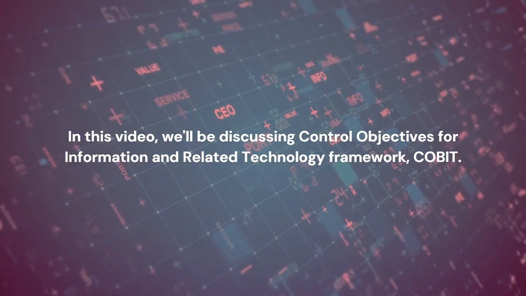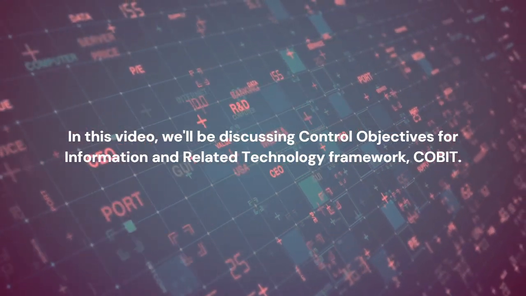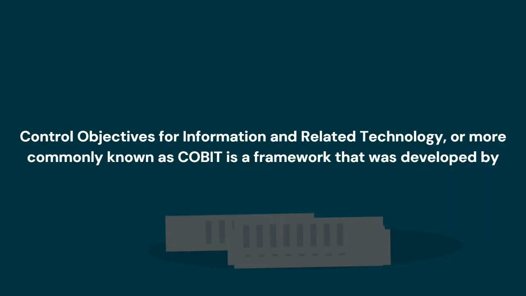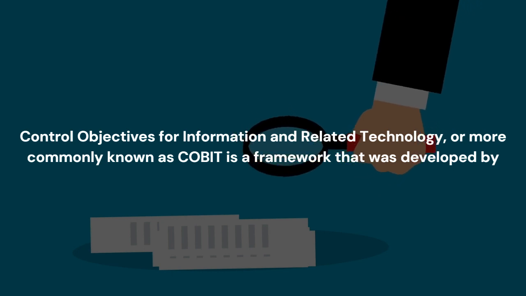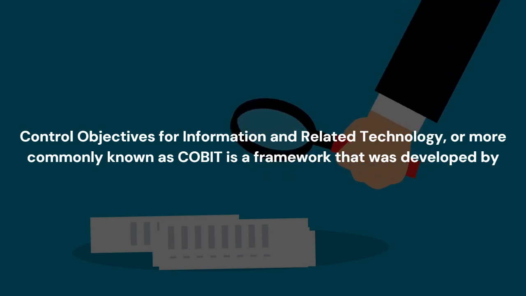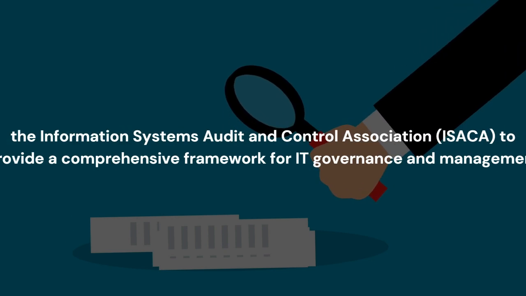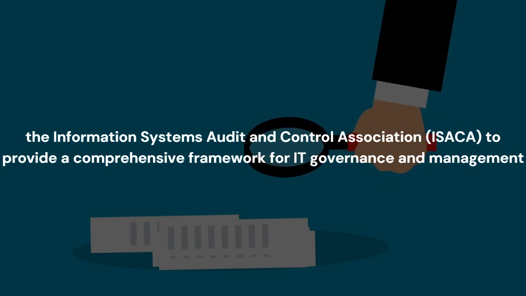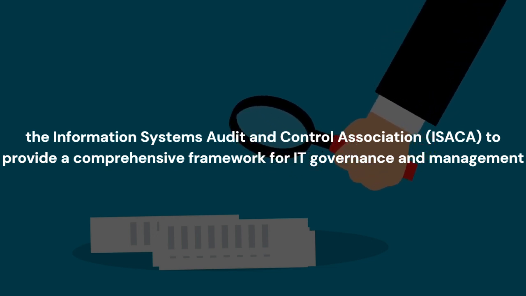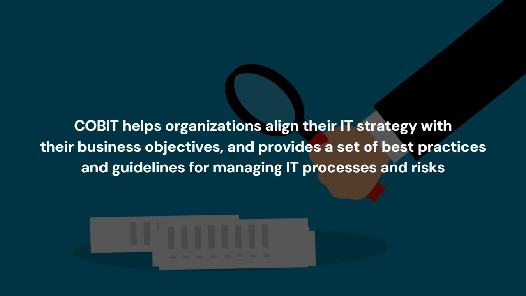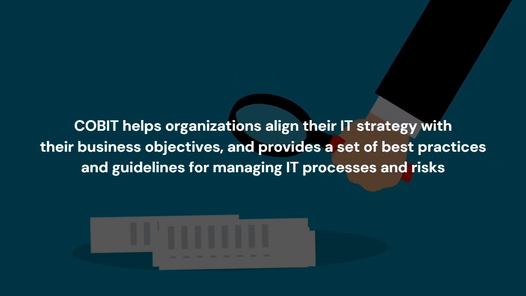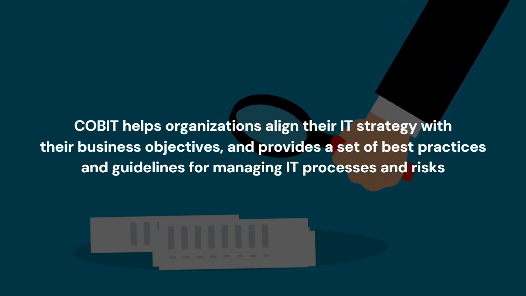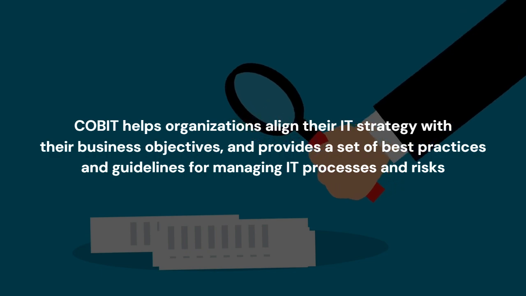In this video, we'll be discussing Control Objectives for Information and Related Technology Framework, COBIT. Control Objectives for Information and Related Technology, or more commonly known as COBIT, is a framework that was developed by the Information Systems Audit and Control Association, ISACA, to provide a comprehensive framework for IT governance and management. COBIT helps organizations align their IT strategy with their business objectives, and provides a set of best practices and guidelines for managing IT processes and risks.